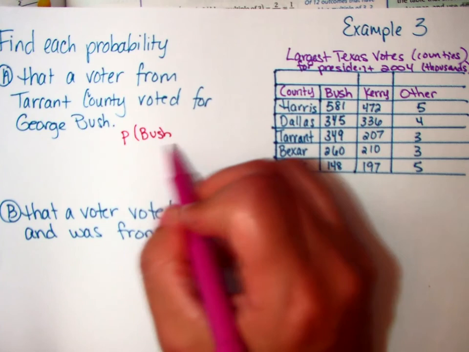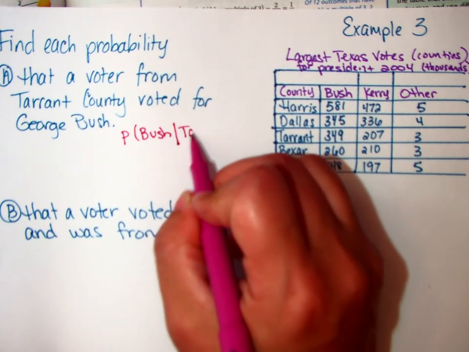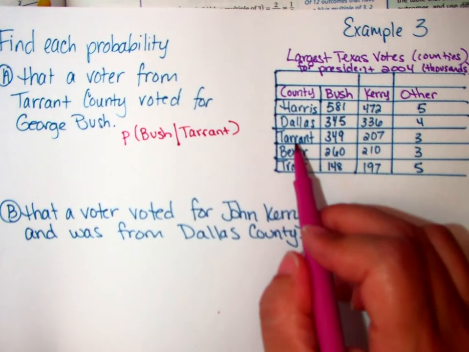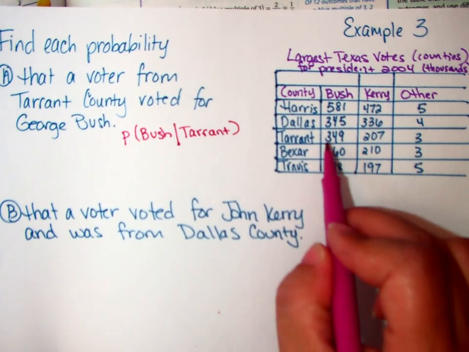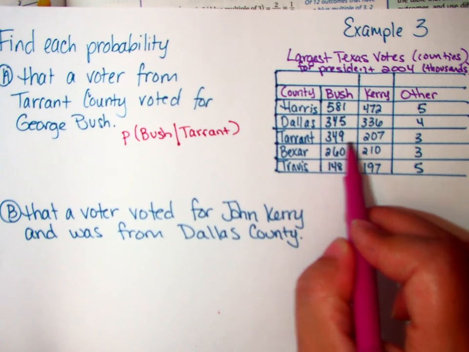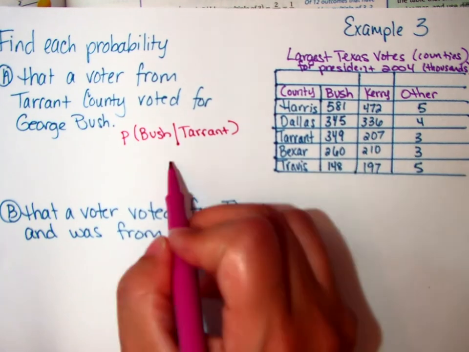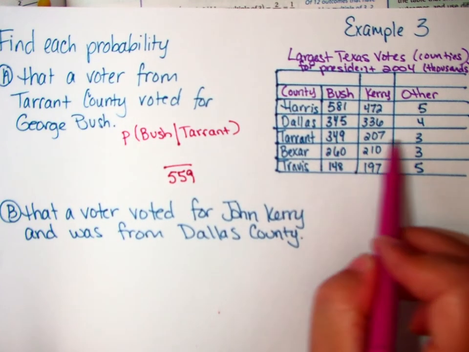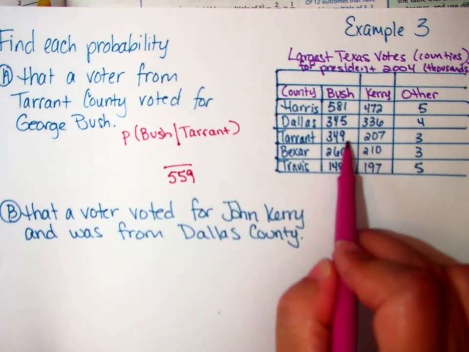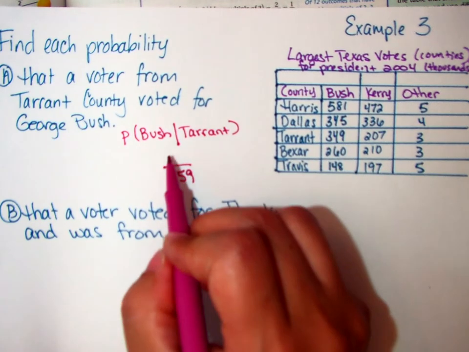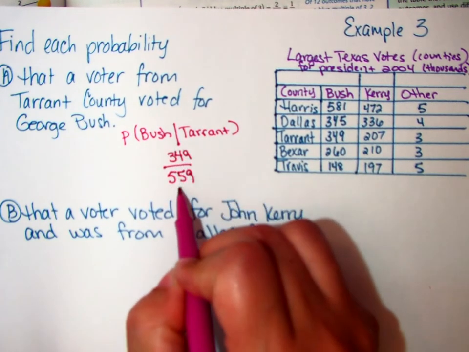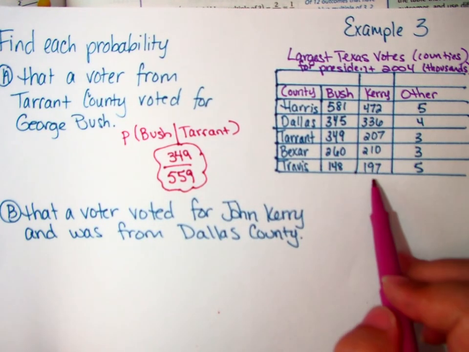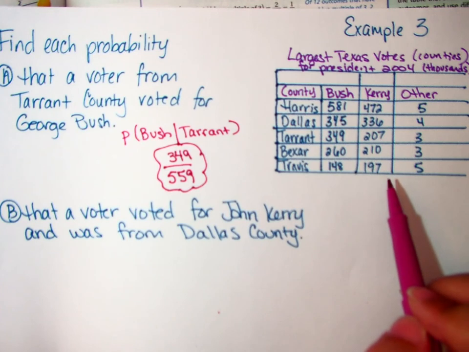So that is the probability of a Bush voter, given that they are in Tarrant County. Okay, so I'm going to look at Tarrant County. I am going to add 349, 207, and 3 to get 559 as my total. Now, of all of these Tarrant County voters, how many voted for Bush? That's 349. So that is your answer. When we look at tables, don't automatically add everything inside. You have to read and ask, what are they asking me?